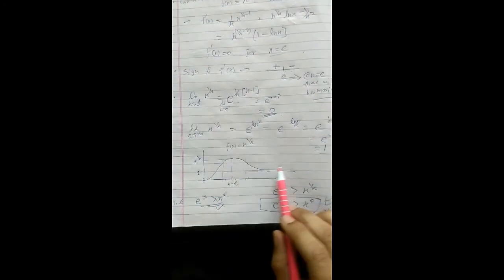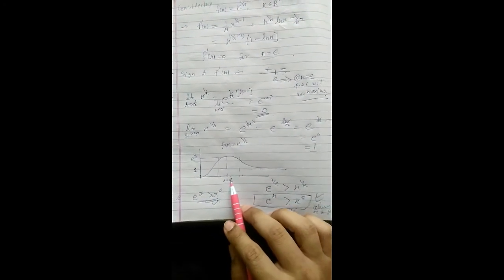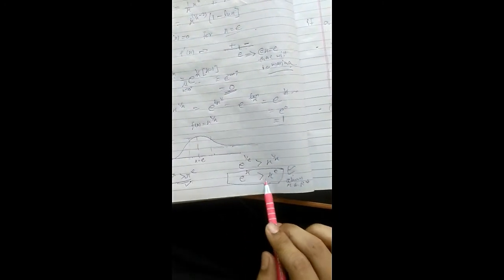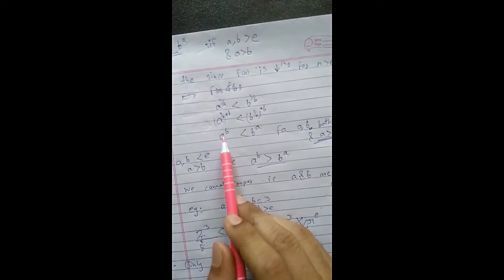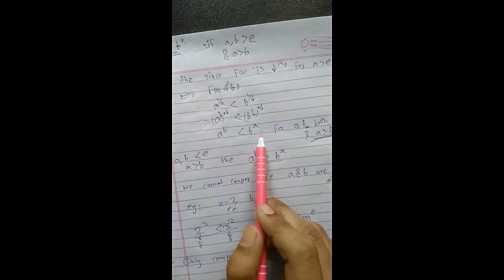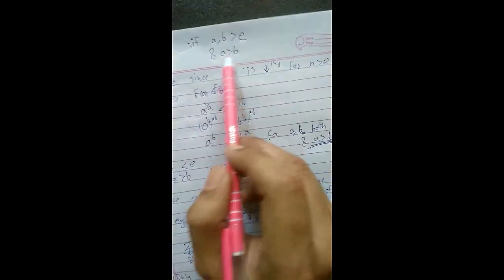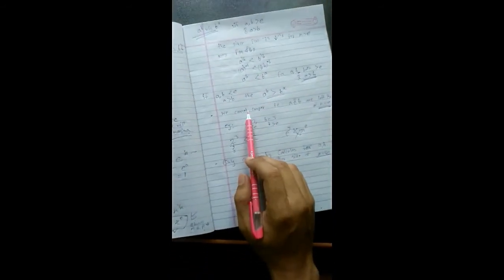Hope you have got an idea with this graph, which is very useful, and we should always keep in mind that e raised to power x is greater than x raised to power e for all positive x, and a raised to power b is less than b raised to power a, provided a, b are greater than e and a is greater than b, and vice versa if they are less than e.